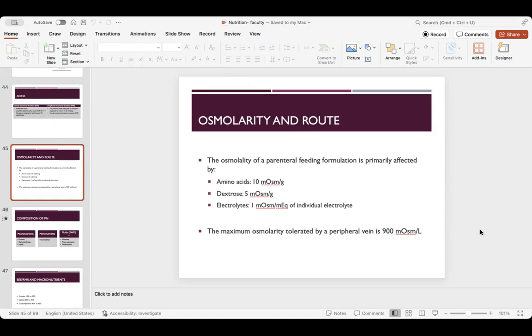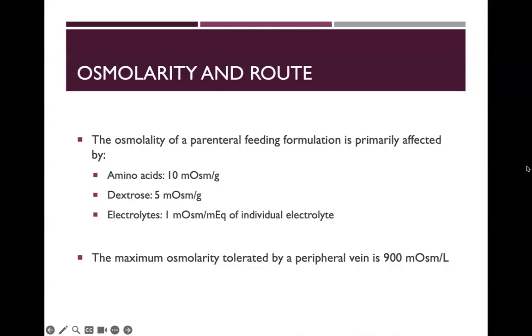Okay, guys, we should be back to the slides. We still have some content to go over, so let's get back to it. We talked about osmolality, and how we're going to decide based on that whether we are doing a peripheral versus a central line.